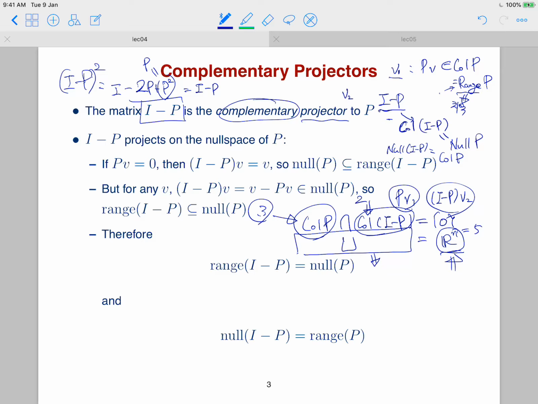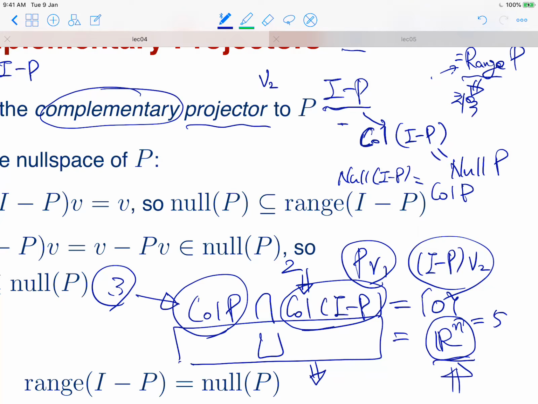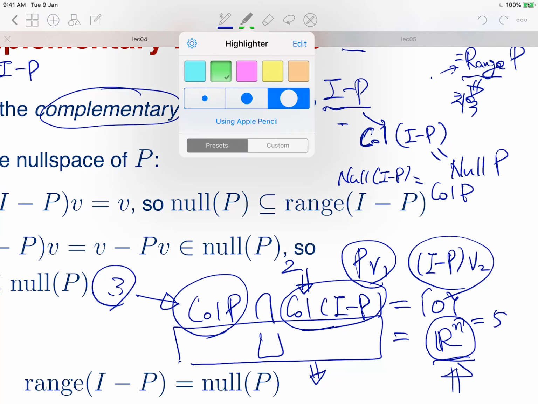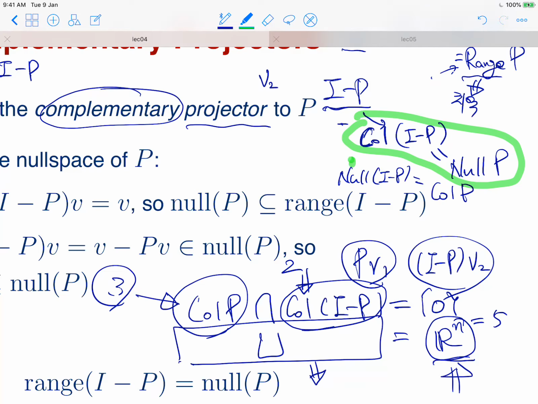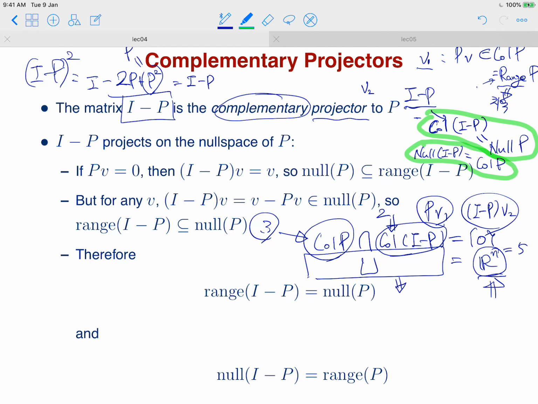So let's just prove these two properties. Here the statement is that I minus P projects onto the null space of P, which means that for any given vector v, we consider (I minus P) times v, and that belongs to the null space of P all the time.